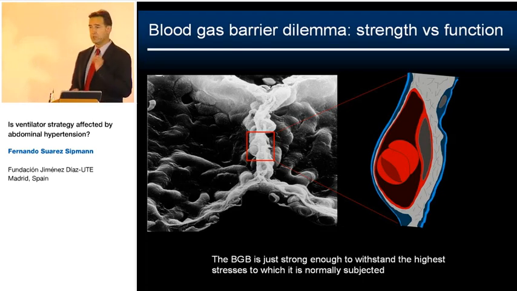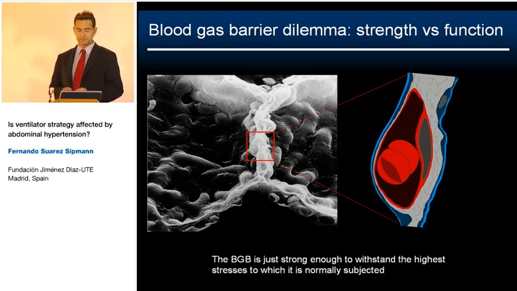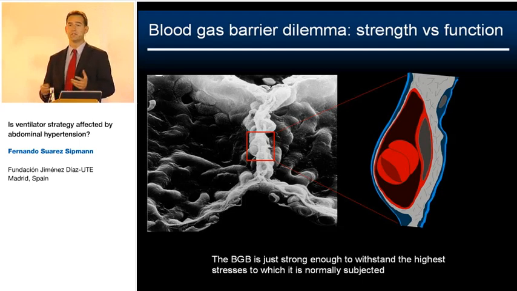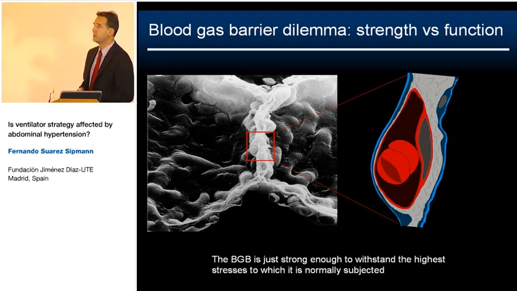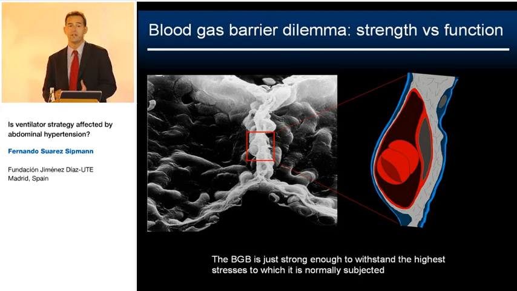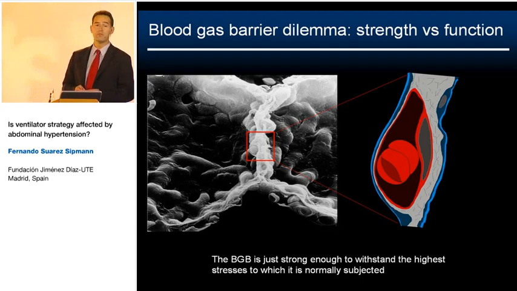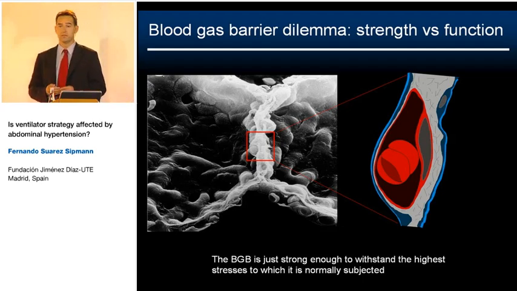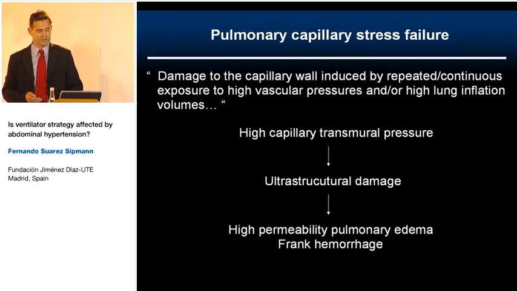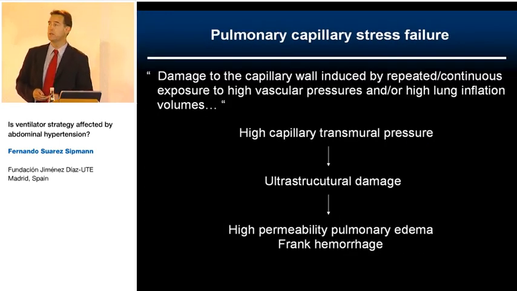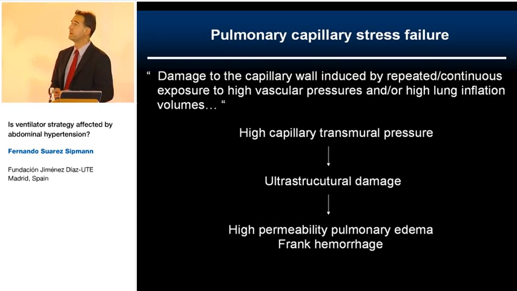So, going to the real problem that we have to face during mechanical ventilation, especially in acute lung injury in ARDS patients, the blood-gas barrier dilemma is that it has to be strong enough to withstand the normal stresses to which it is submitted, but it has to be thin enough to accomplish its very important function of gas exchange. But, as I said, it is strong, but whenever you apply a stress that overcomes the capability of the blood-gas barrier to bear it, we must face the pulmonary capillary stress failure.